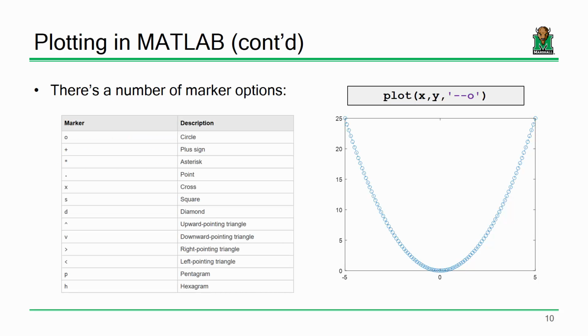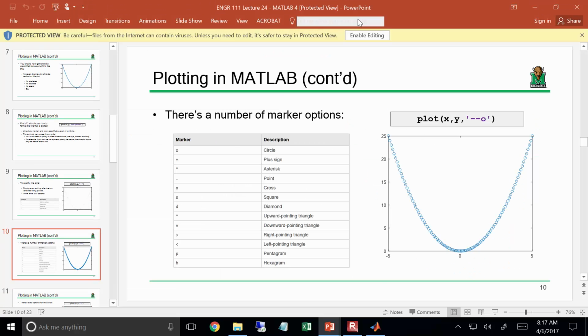The next thing you can do is you can put some markers in it. I'm going to explain what this string looks like here in a second. But I've got a number of different marker options. I could put circles, plus signs, asterisks. Why don't I open up MATLAB and sort of play around with this with you all.